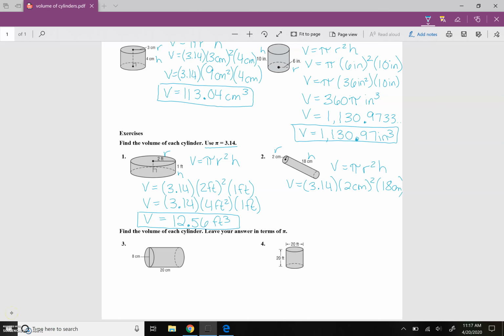Starting with our exponents, we're going to bring down the 3.14. 2 squared would be 4 centimeters. And bring down the 18 centimeters. And again, now it's just multiplication from left to right. So in my calculator, I get 226.08, and it's cubic centimeters for our unit.